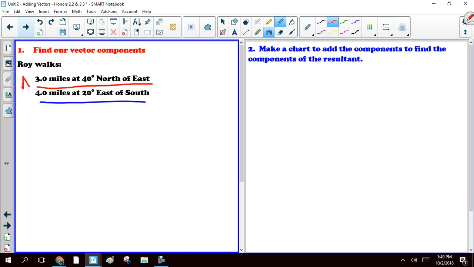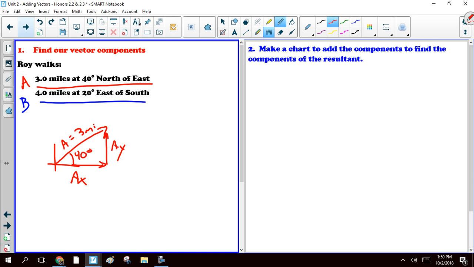So let's call this one vector A. We're going to call this one vector B. So here I go. Vector A, 40 degrees north of east. So here's northeast, 40 degrees north of east. Well, here's east. I want 40 degrees north of it. Here's vector A. It's 3 miles. So I want to find my AX and my AY. So do your trig.